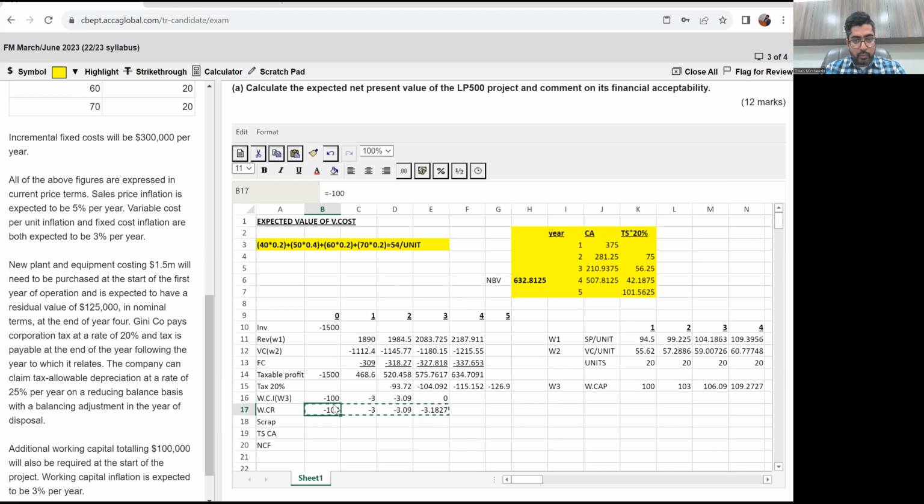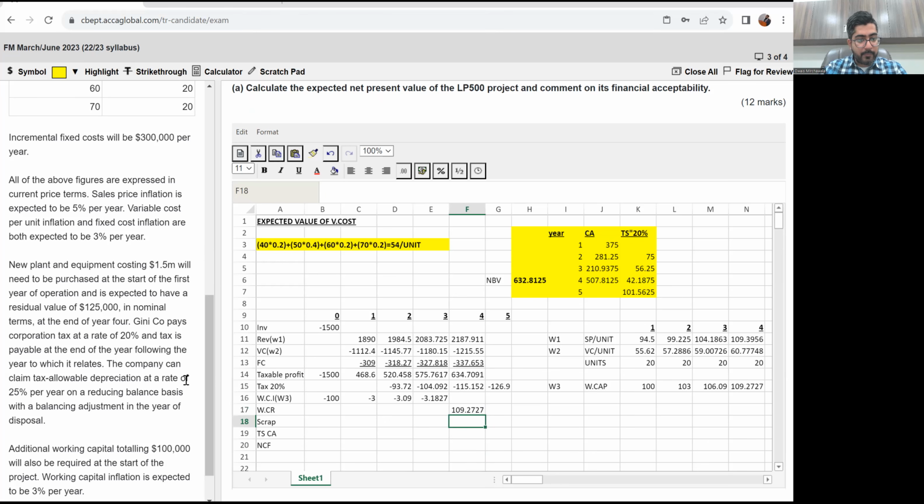And then we need to do working capital recovery. So recovery will be N15 minus M15. And the recovery is going to be the last investment, 109.2727. Whatever is invested will be recovered.